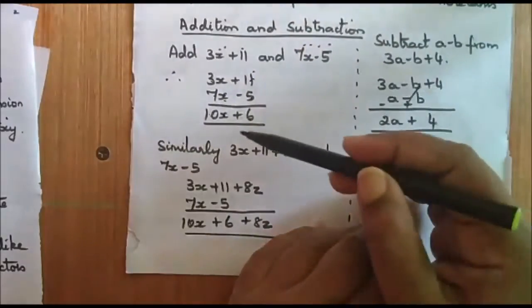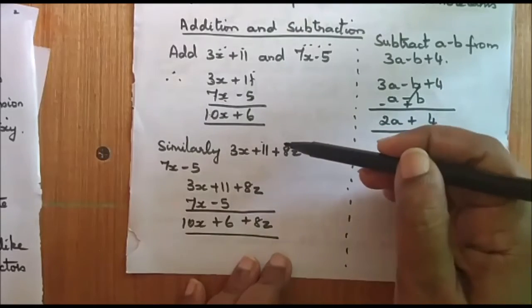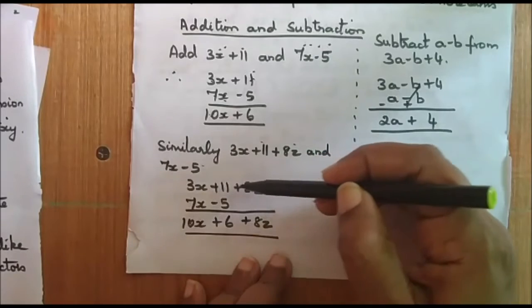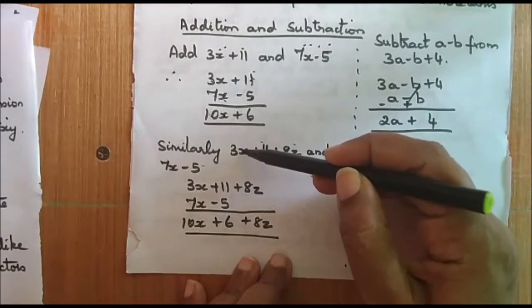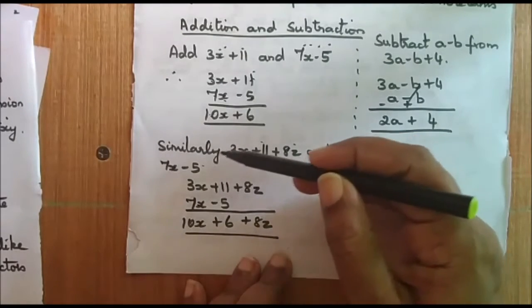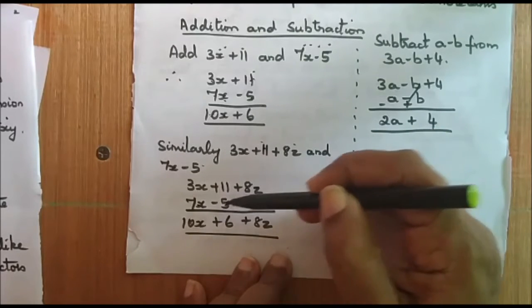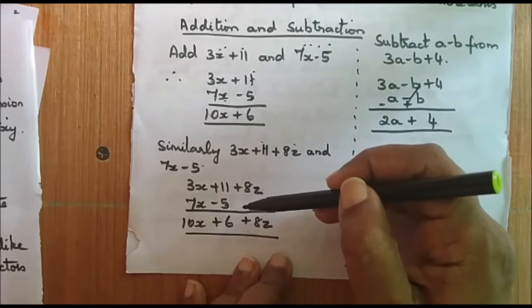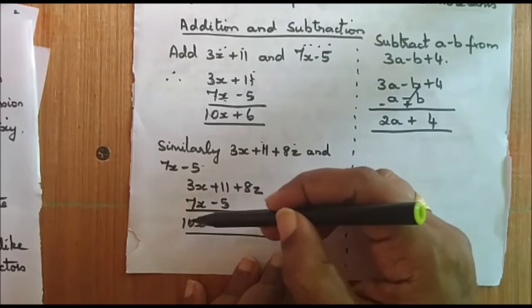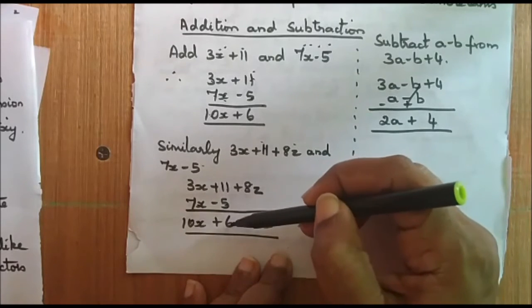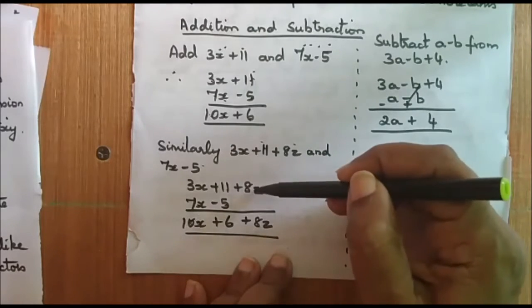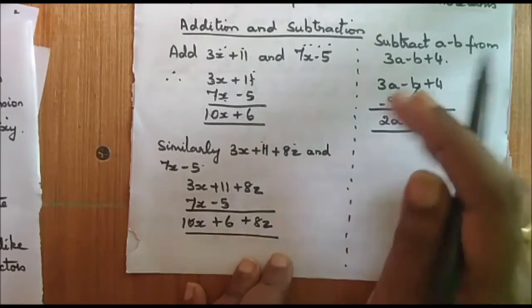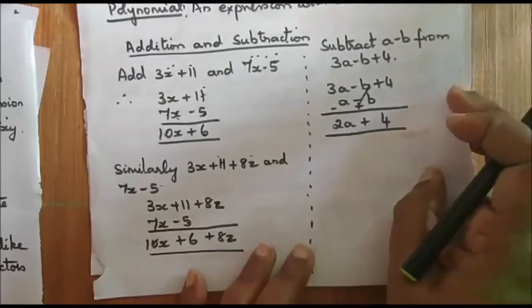Similarly, we will take another example. 3x plus 11 plus 8z and 7x minus 5. So let us write the first expression. Under 3x we will write 7x, and under 11 we will write minus 5, and under 8z we don't have any like term, so we needn't write. So here when we add, I get 10x, 11 minus 5 is 6, so 10x plus 6 plus 8z. All of you please follow the order correctly. Only then you will get the correct answer.